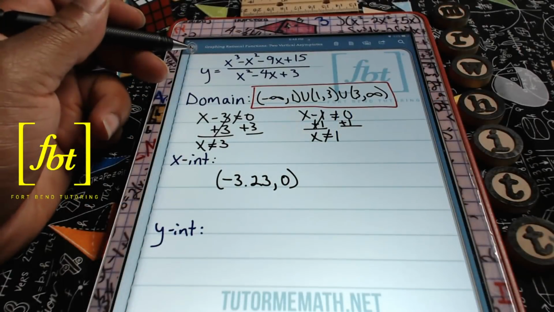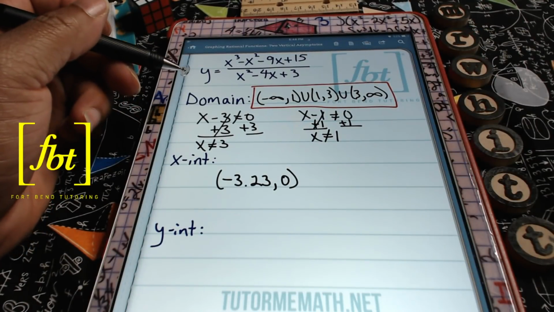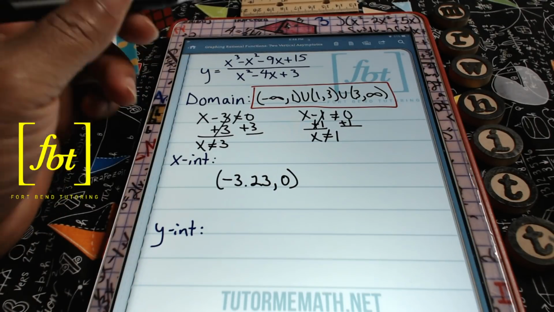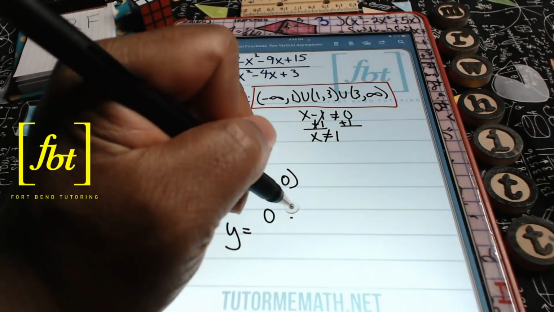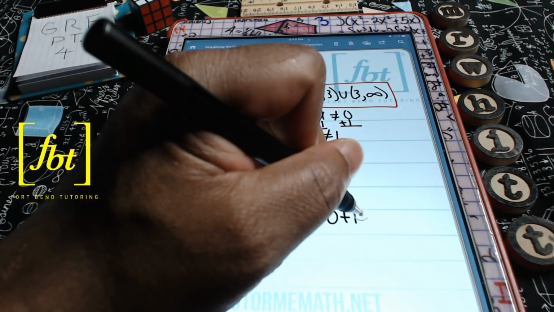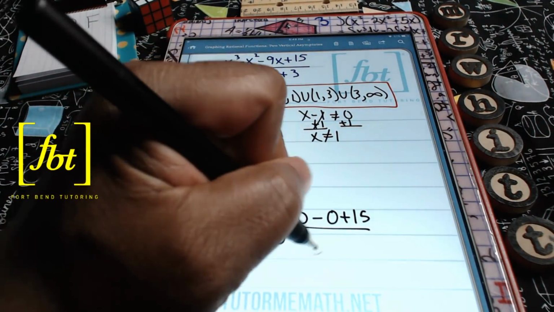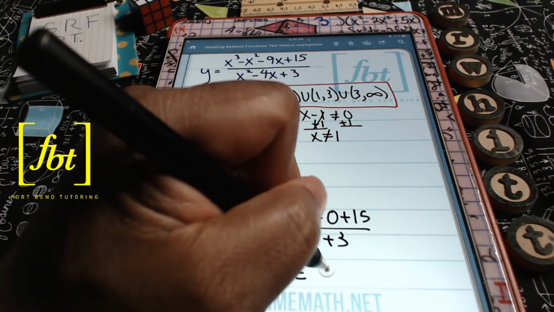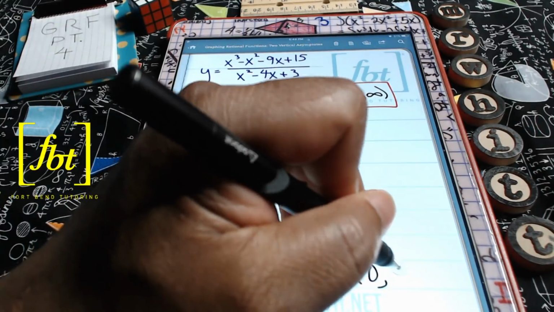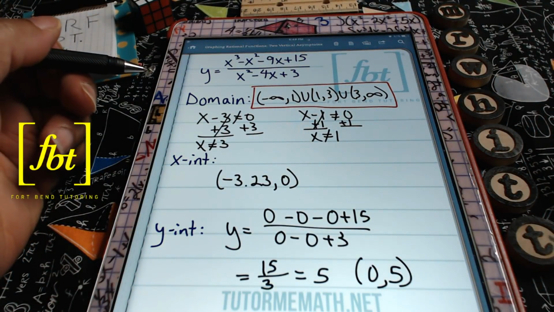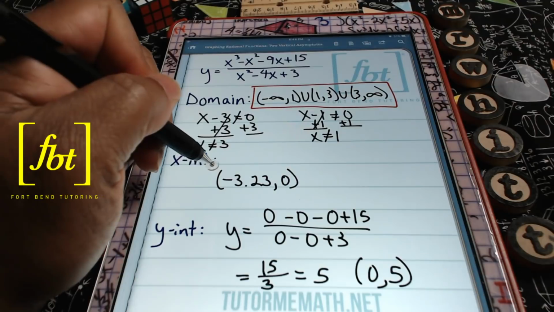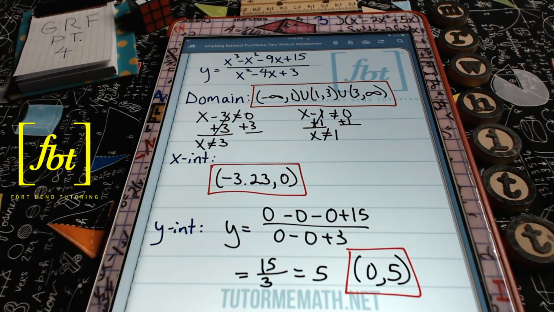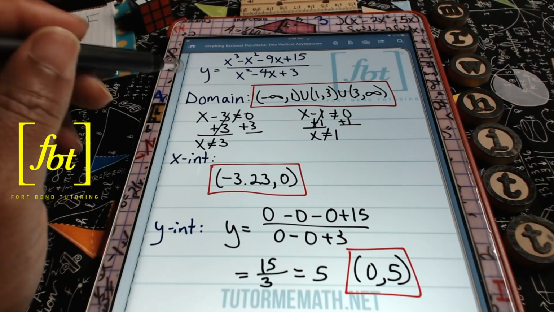Looking at our y-intercept. For the y-intercept, you want to simply plug in 0 for x and solve for y. So plugging in zeros for all of these x's in our original function, you'll have y equals 0 minus 0 minus 0 plus 15 all over 0 minus 0 plus 3. So this gives us 15/3, which simplifies to 5. So as an ordered pair, you have (0, 5) as your y-intercept. So let's go ahead and red box that. Red boxing it. Just like that, guys. All right, and that does it for our x and y intercepts as well as our domain.